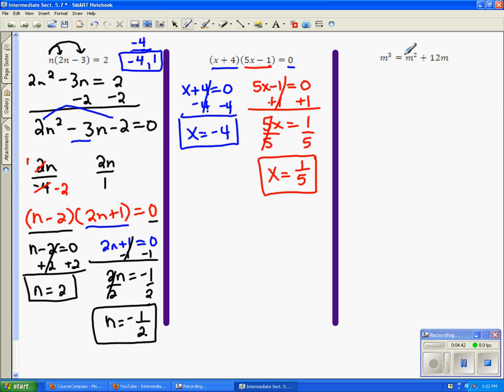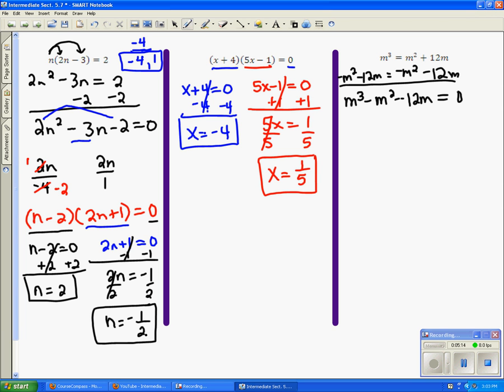Okay, our last one, the first thing we need to do is shift everything over here so that we can get a 0. So I'm going to subtract m squared and subtract 12m from both sides of my equal sign. So I get m to the third right here minus m squared minus 12m equals 0.